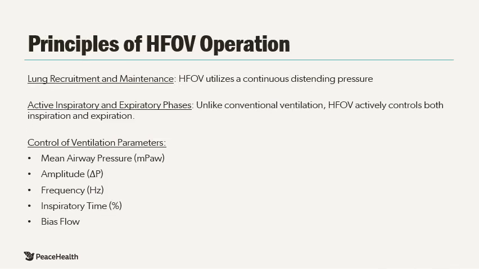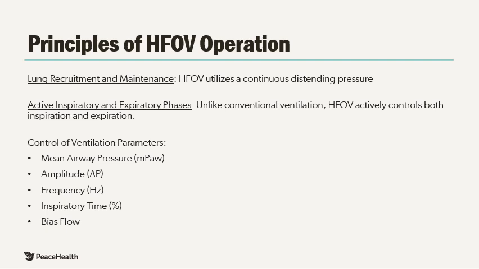Principles of high-frequency oscillatory ventilation operation include utilizing a continuous distending pressure, known as mean airway pressure, to recruit and maintain alveolar expansion, thereby improving oxygenation and preventing atelectasis. The MAP is set above that used in conventional ventilation to achieve optimal lung volume. Unlike conventional ventilation, high-frequency ventilation actively controls both inspiration and expiration. A piston or diaphragm generates oscillatory pressure waves that facilitate gas movement into and out of the lungs, enhancing carbon dioxide elimination.